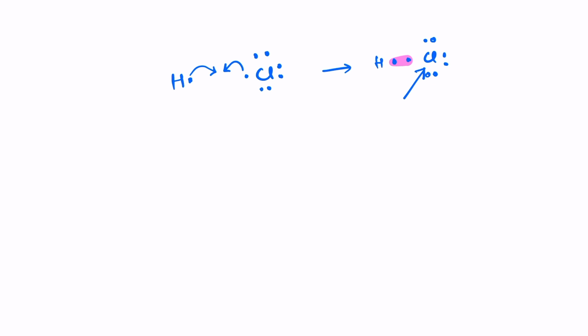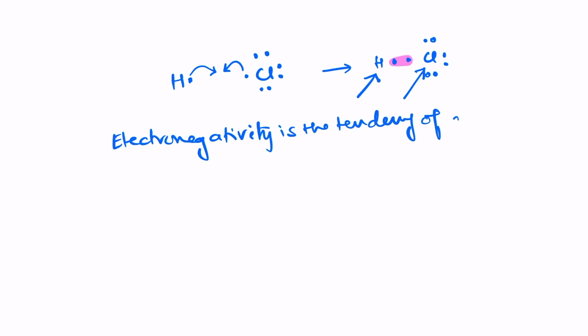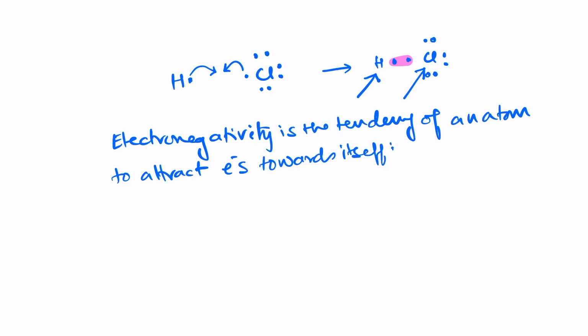That's because the chlorine is different from the hydrogen, and both these atoms have different tendencies to attract electrons in the bond towards themselves. Now, this tendency is called electronegativity. So we can define electronegativity as the tendency of an atom to attract electrons towards itself in a covalent bond.